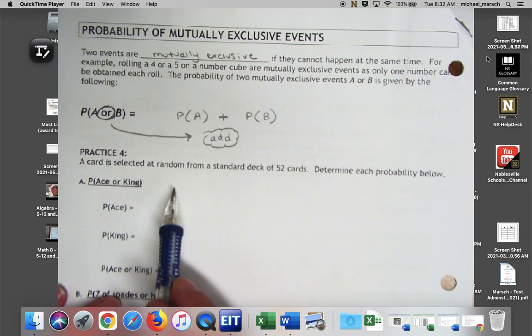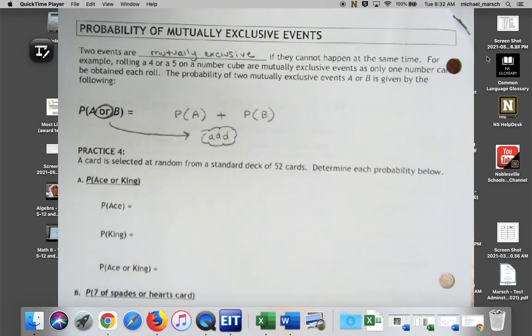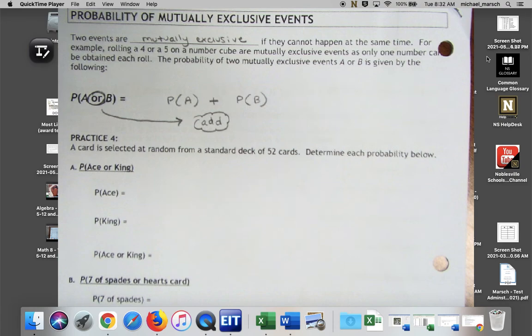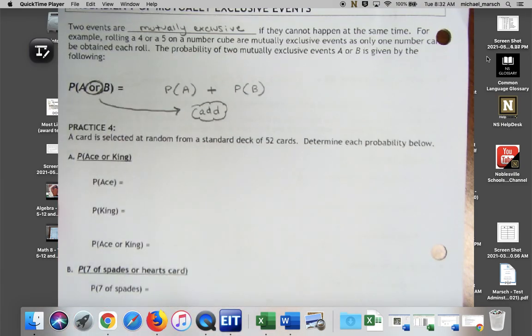A card is selected at random from a standard deck of 52 cards. If you're not familiar with a deck of 52 cards, it's okay. I'm going to give you these examples. You're still going to get the idea of what's happening here. Basically, a deck of 52 cards has 4 suits, so basically 4 shapes or symbols. There are hearts, diamonds, clubs, and spades. And then each of those symbols has ace through king. So it's ace, 2, 3, 4, 5, 6, 7, 8, 9, 10, jack, queen, king, right? So there's 13 of each of those symbols.